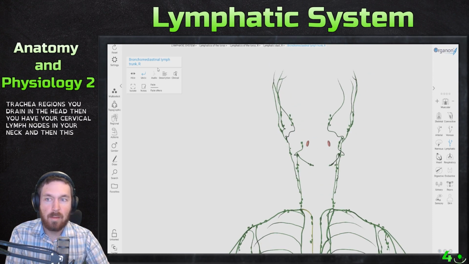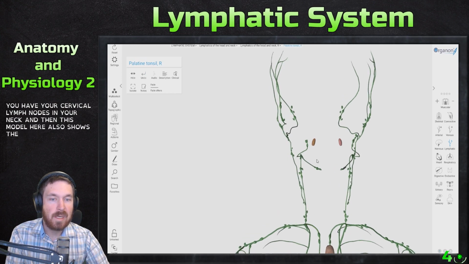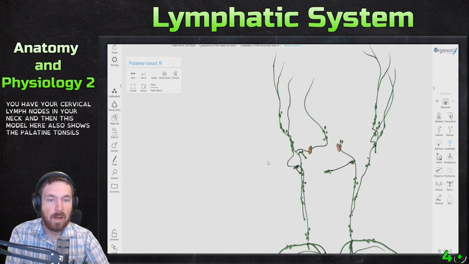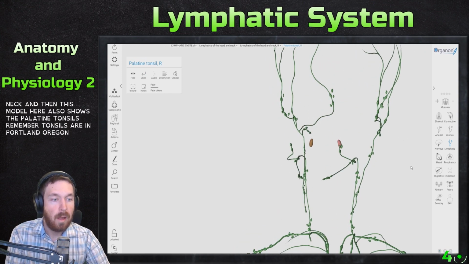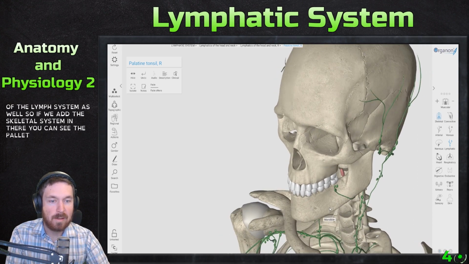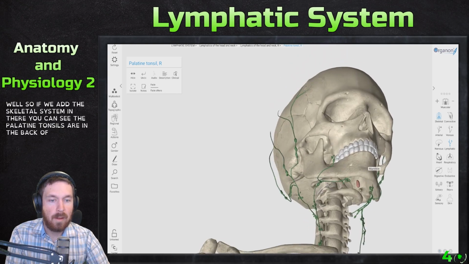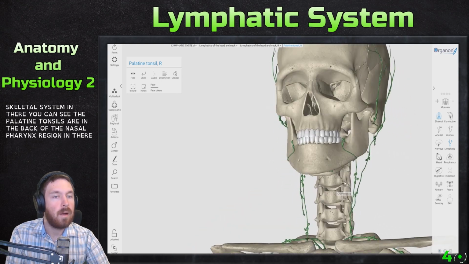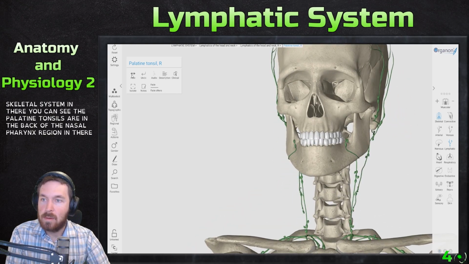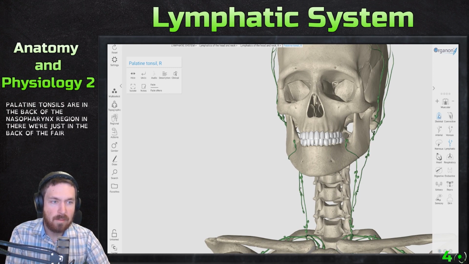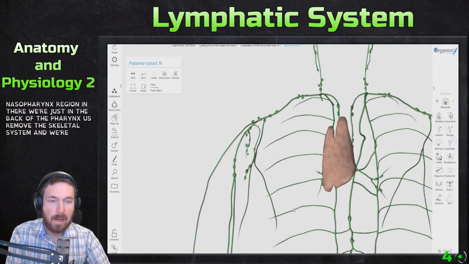And then this model here also shows the palatine tonsils. Remember, tonsils are an important little organ of the lymph system as well. So if we add the skeletal system in there, you can see the palatine tonsils are in the back of the nasal pharynx region, or just in the back of the pharynx. So let's remove the skeletal system and work our way back down through.